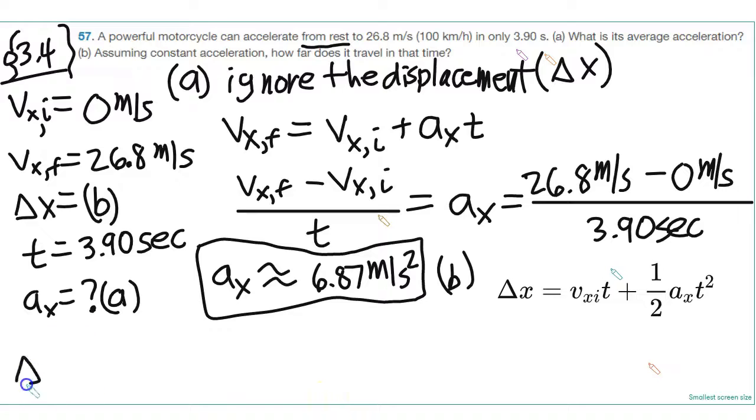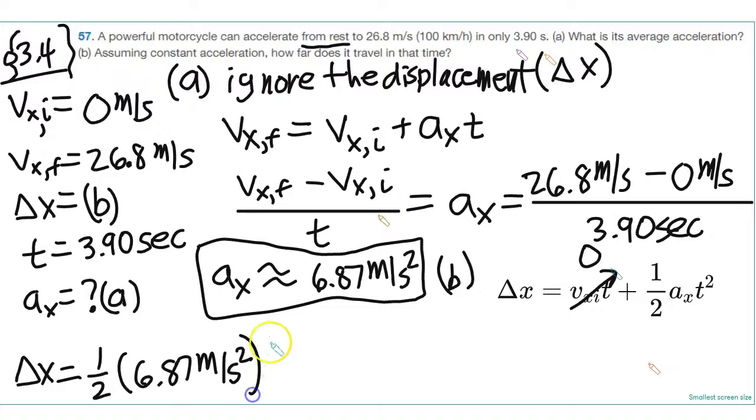So we can say delta x is v, and by the way, this Vx initial t, since Vx initial was 0, we can just make this term 0, which is great. So all we need is 1/2 ax t squared, so we just need 1/2 times 6.87, which we just solved for, meters per second squared, times the time of 3.90 seconds. And square it.